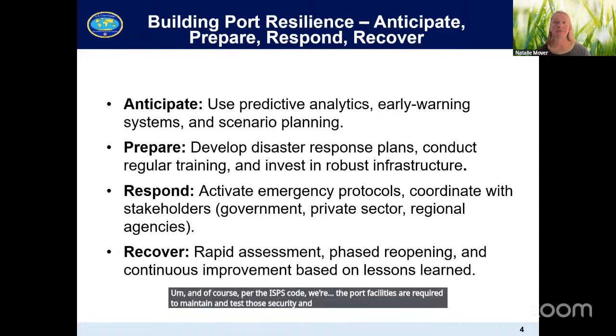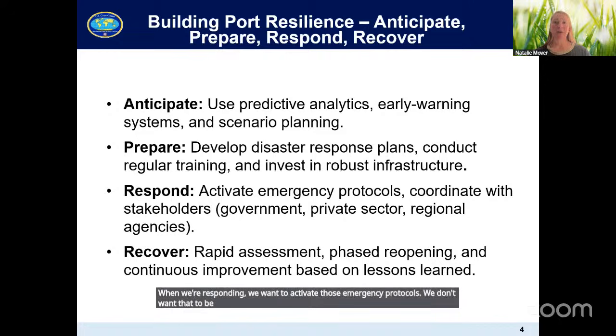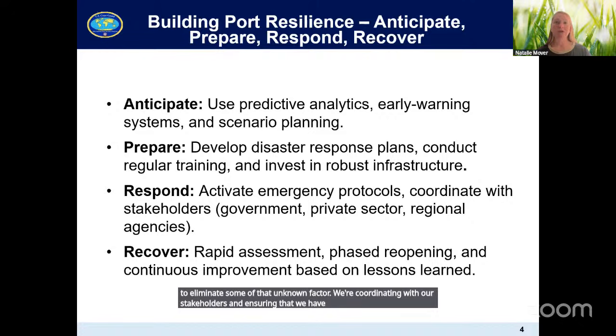safety plans. When we're responding, we want to activate those emergency protocols. We don't want that to be the first time we're responding and taking action. We want to practice those while in that prepared section. We're activating those emergency protocols that we have tested to eliminate some of that unknown factor. We're coordinating with our stakeholders and ensuring that we have clear communication, so it's a joint effort approach, and it becomes a bit of a force multiplier rather than individually responding through the safety, security, or operational lens.